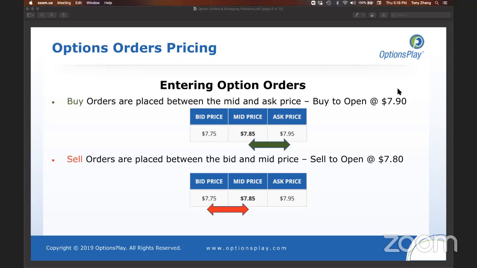James is asking, natural price, how is that different from the mid price? The natural price is the ask and the bid price. That's what we refer to as the natural price. So when you hear some platforms call it the natural price, that's the bid or ask price, versus the mid price, which is the middle of the natural price. So I hope that answers your question.